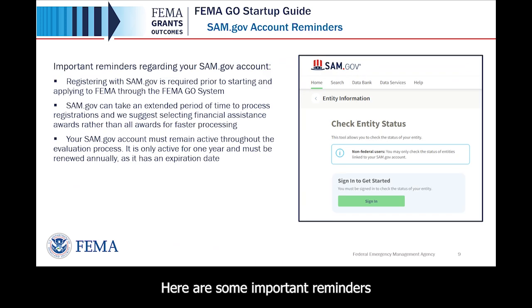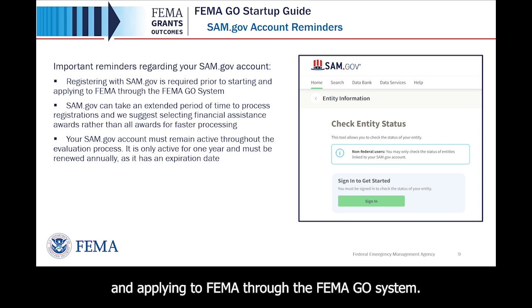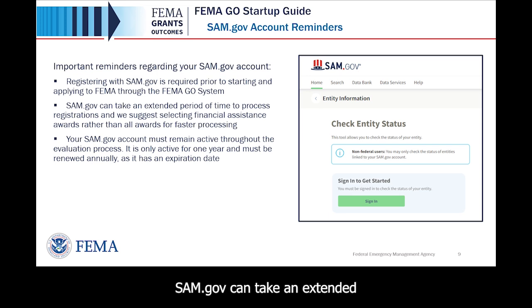Here are some important reminders regarding your SAM.gov account. Registering with SAM.gov is required prior to starting and applying to FEMA through the FEMA Go system. SAM.gov can take an extended period of time to process registrations, and we suggest selecting financial assistance awards rather than all awards for faster processing. Your SAM.gov account must remain active throughout the evaluation process. It is only active for 1 year and must be renewed annually. It has an expiration date.